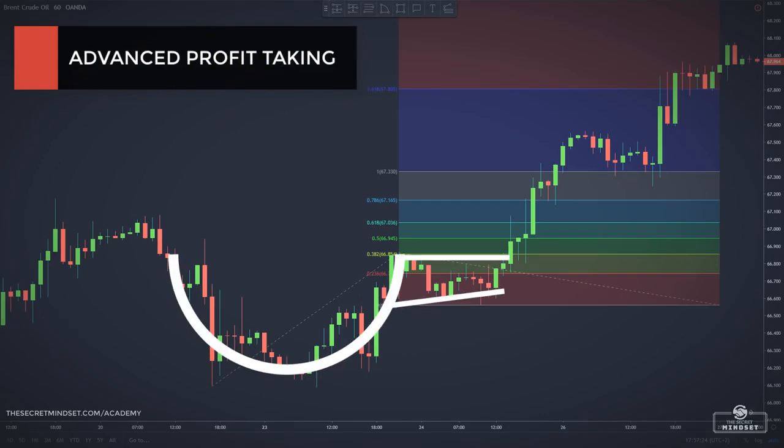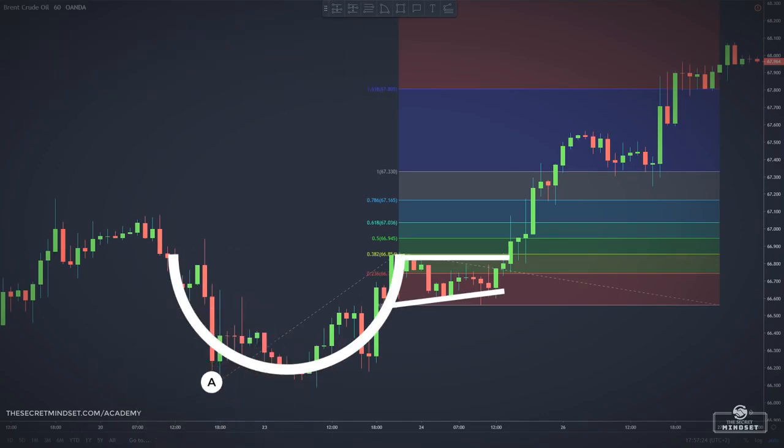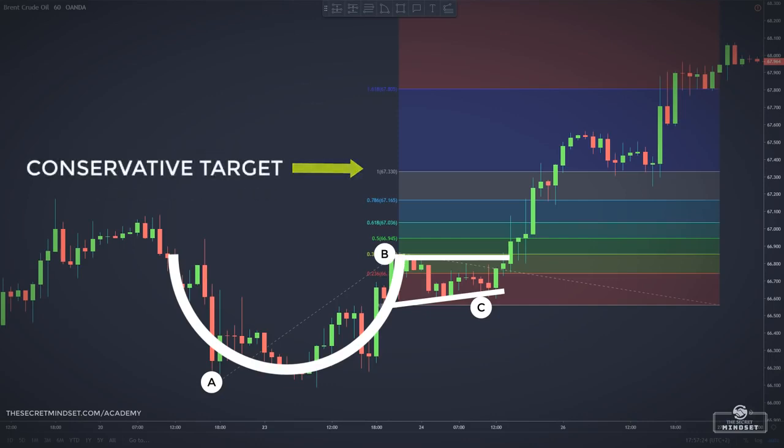Draw the extension tool from the cup low to the high on the right side of the cup, and then connect it down to the handle's low. The 100% level represents a conservative price target, and the 162% is an aggressive target.